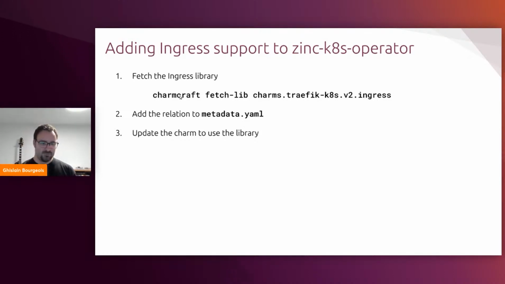So we will be fetching this library for the ingress relation that we want to use. We will then add the relation to the metadata.yaml to define that in our charm, and we will be updating the charm code to use that library. So let's get started with that right now.